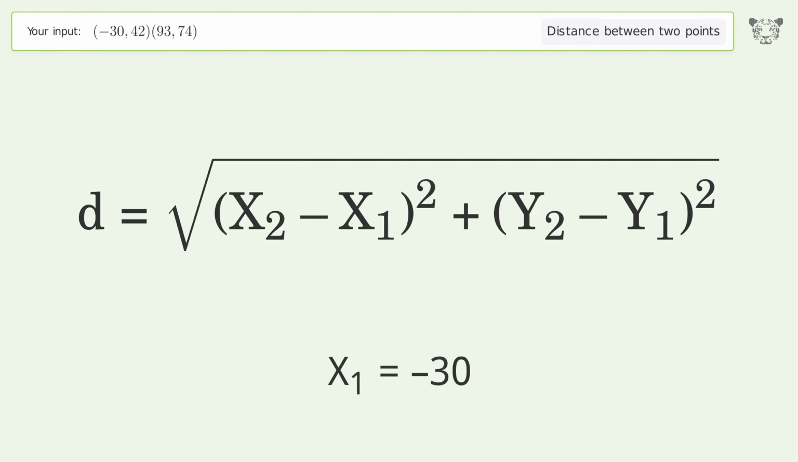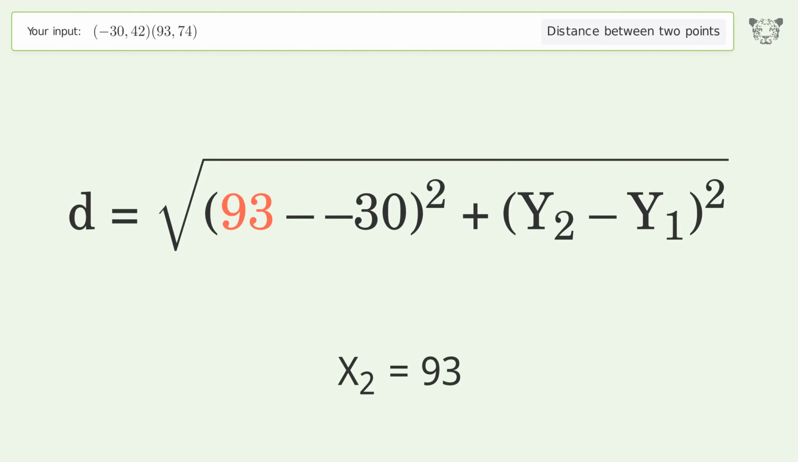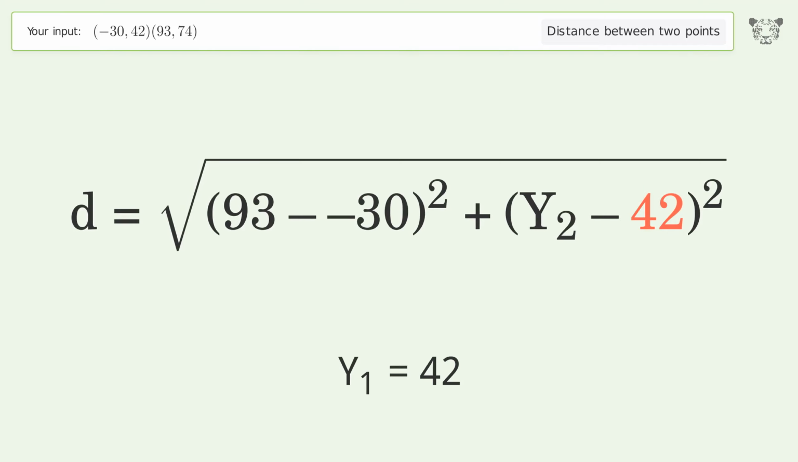x1 equals -30. x2 equals 93. y1 equals 42. y2 equals 74.